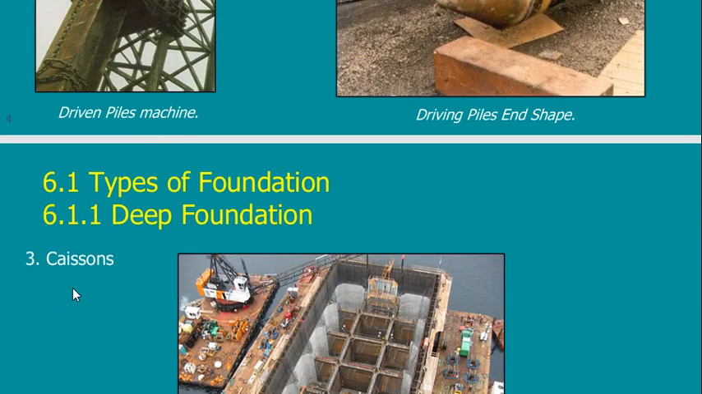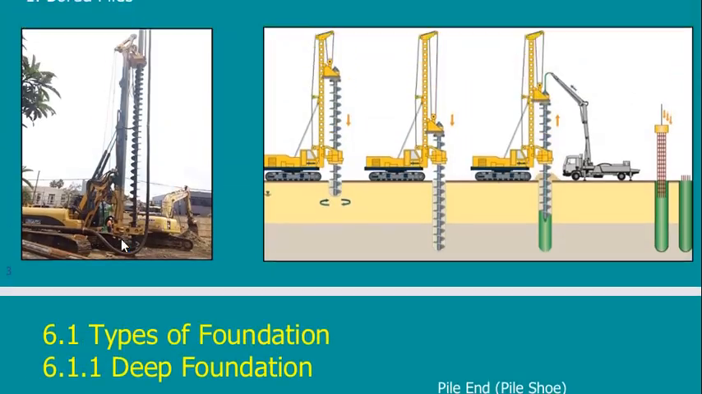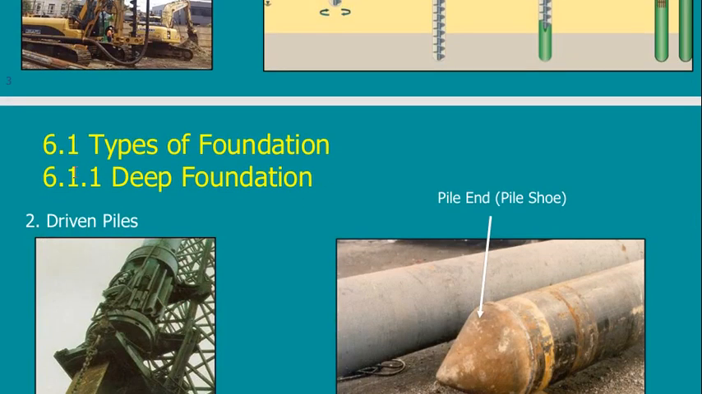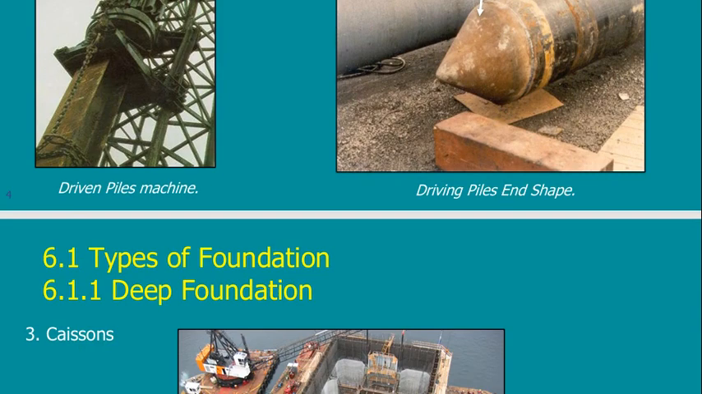We have another type, called caissons. Caissons is not a category of piles, it's a category of deep foundations. So we can say deep foundation is divided into piles. Piles are either bored or driven. And it's also classified into caissons. Caissons, you can consider it a type of pile, but it is a very big type of pile.